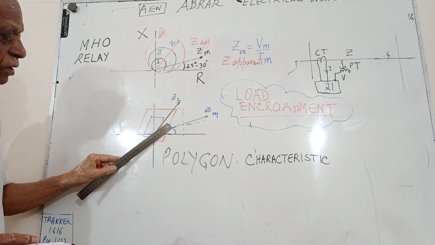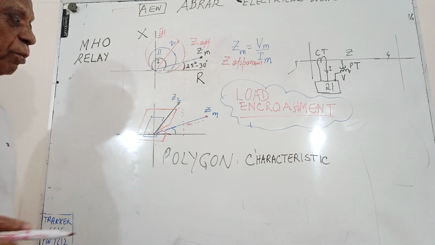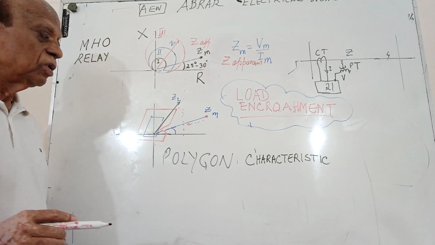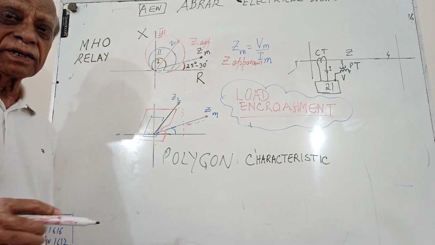Now 1, 2, 3, 4, 5. So this is known as the polygon. More than 4 vertices here. So this is known as the polygon characteristic.